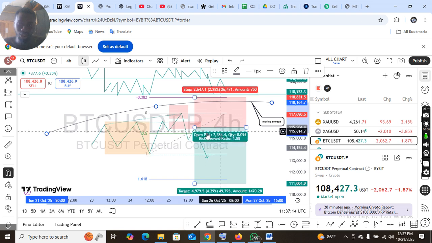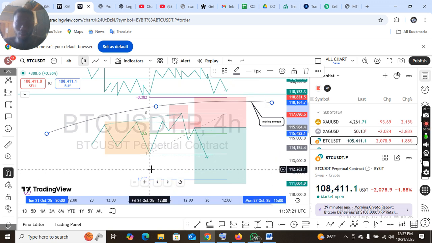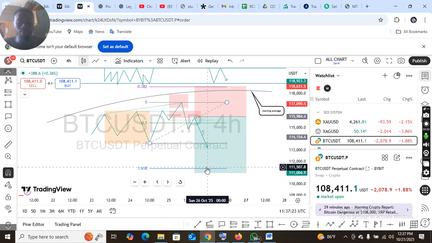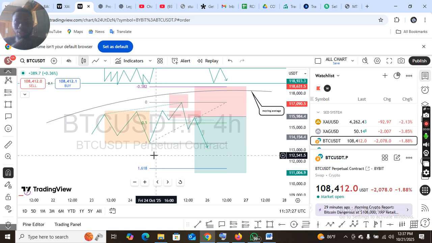Accumulation, manipulation, change in the state of delivery, or inverse fair value gap, mitigation, stop loss above here, then I target 1.618 as the standard deviation. Then I shift my stop loss to break even. The price actually gives the standard deviation of 2.618.